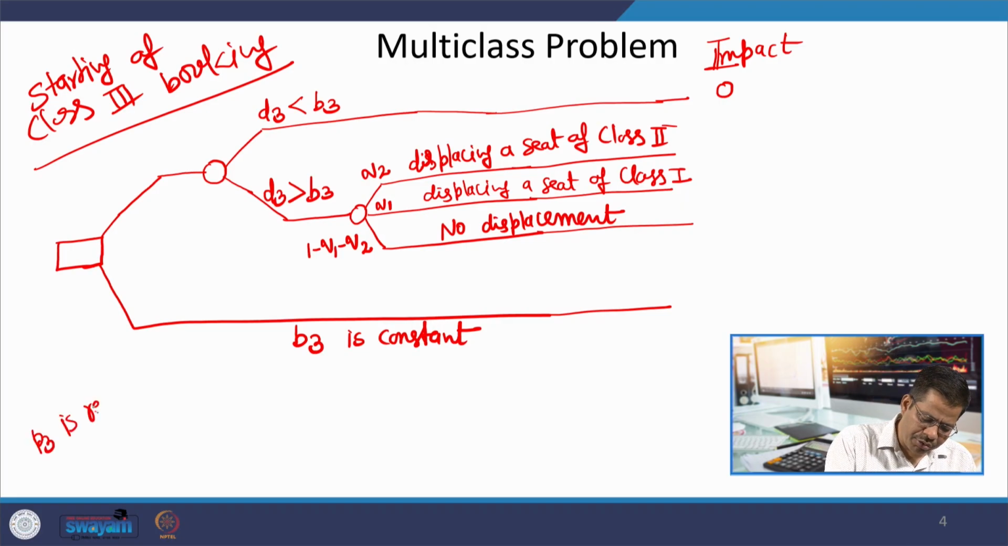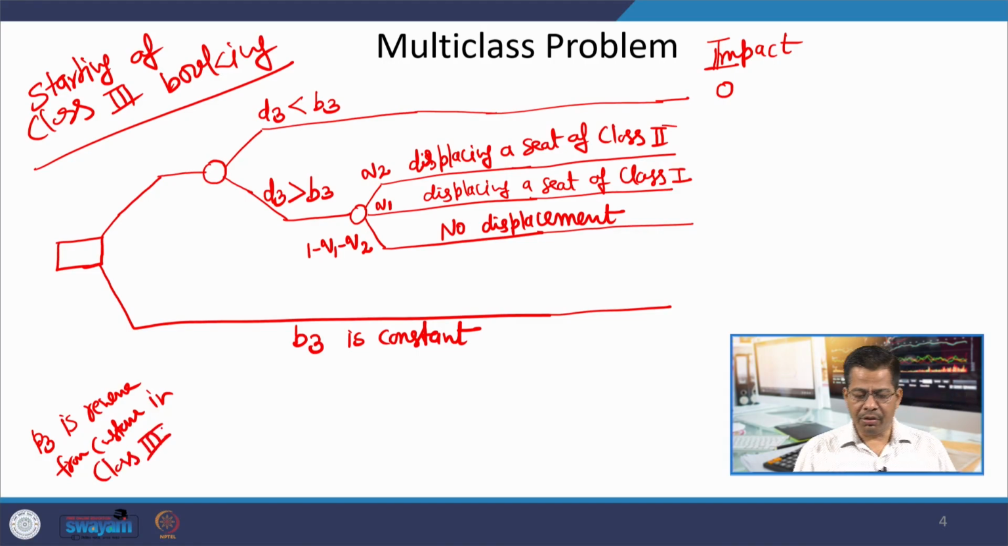P3 is revenue from customer in class 3. Now, when you are displacing a customer from class 2, the class 2 customer is going to give you P2 revenue. So you are getting P3 minus P2, the positive revenue, at the loss of P2 revenue. If you are displacing a seat of class 1, this is P3 minus P1.